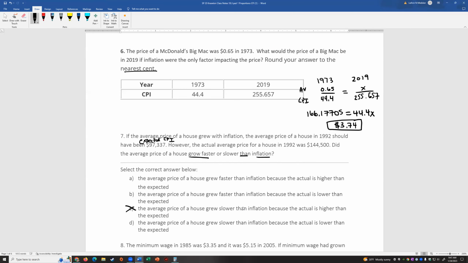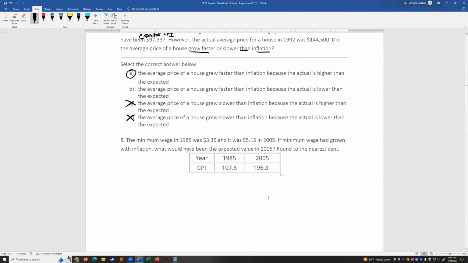So that throws out C and D because both of those say slower. And then how would we know that? Well, it says the average price of a house grew faster than inflation because the actual is higher than the expected. That would be the truth. This doesn't make sense because it says the actual would be lower than the expected. That means we grew slower. So A would be the correct answer there.